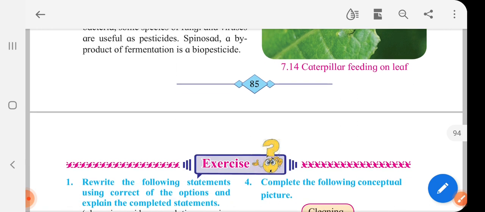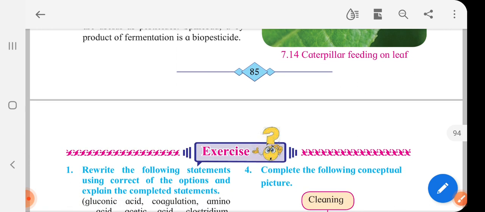So, here we have finished this chapter, Introduction to Microbiology. I will put forward the written material of this chapter in the group. Write this chapter in your notebook.